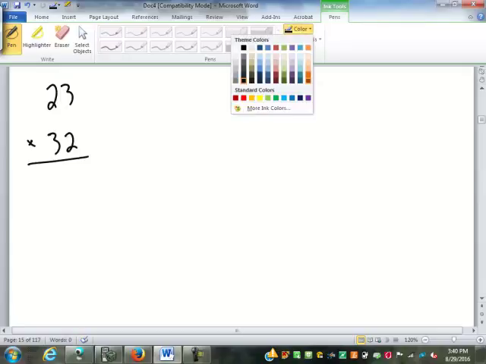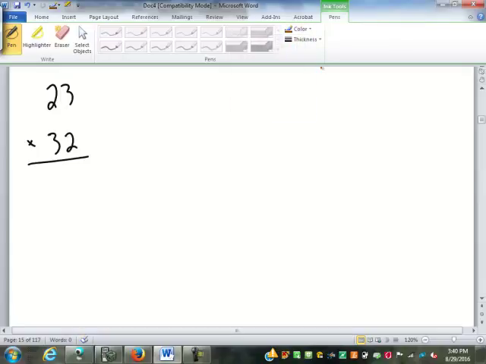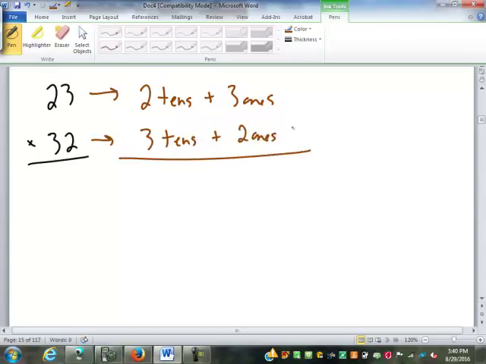For multiplication, for this first example at least, I am going to write this out in its full form. 23 is 2 tens and 3 ones. 32 is 3 tens and 2 ones. When I multiply, do I need to have the same name? No, we don't. So this 2 tens here not only can be combined with the 3 tens, but it can also be combined with the 2 ones. In fact, every digit from the first number can be combined with every digit from the second number.